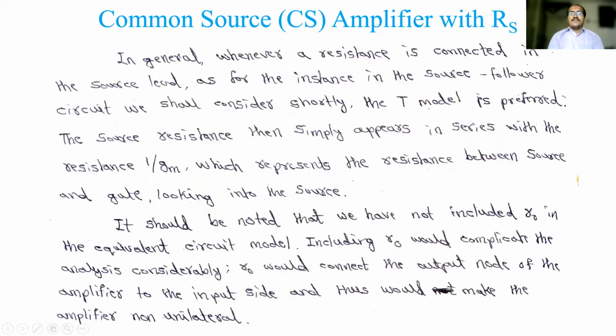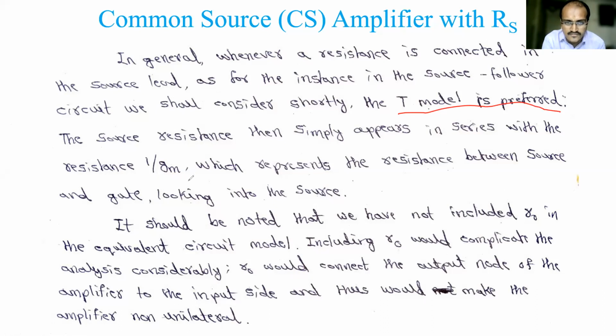In general, whenever a resistance is connected in the source lead, as for instance in the source follower circuit we shall consider shortly, the T model is preferred. Next we have another circuit, the common drain amplifier, also called the source follower circuit. There also we are going to use the T model. The source resistance then simply appears in series with the resistance 1 by Gm.